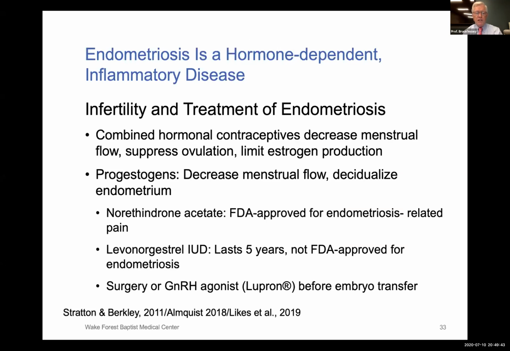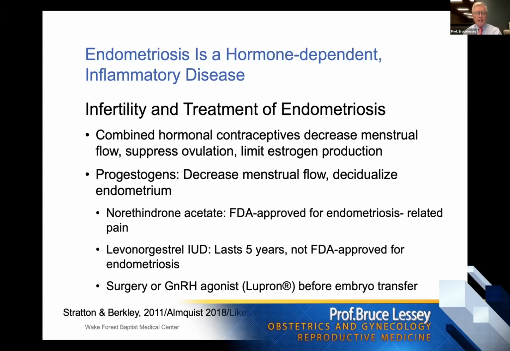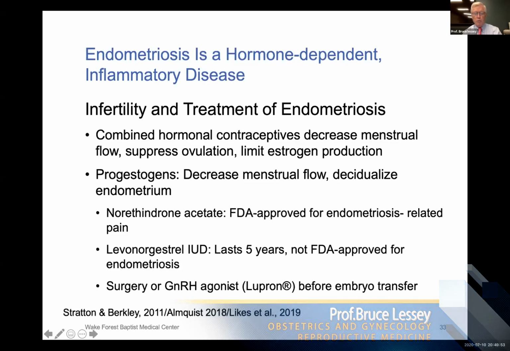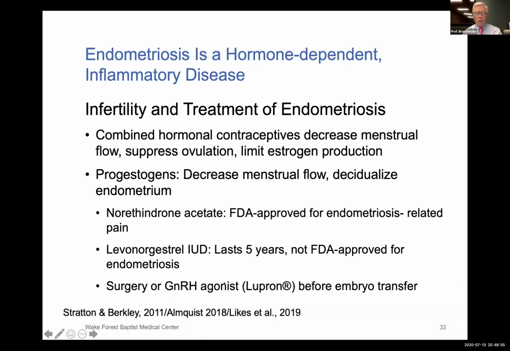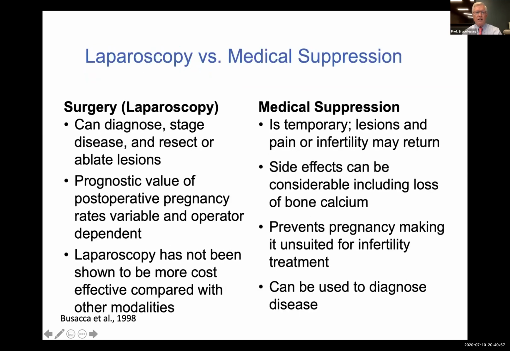So treatment in humans has centered around things like norethindrone acetate and the levonorgestrel IUD for people with pain, but for endometriosis, surgery or Lupron suppression. The advantages of surgery we've already talked about and I think are well established. It confirms the diagnosis and it may give a more permanent solution, whereas medical suppression is somewhat temporary.